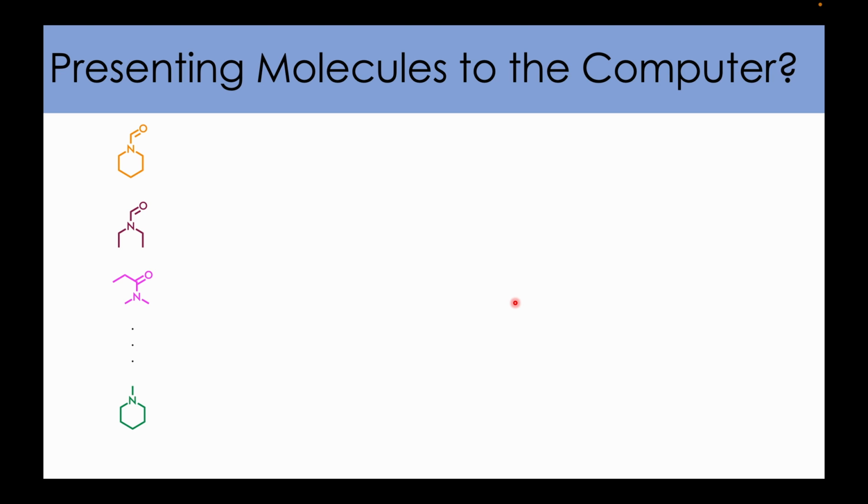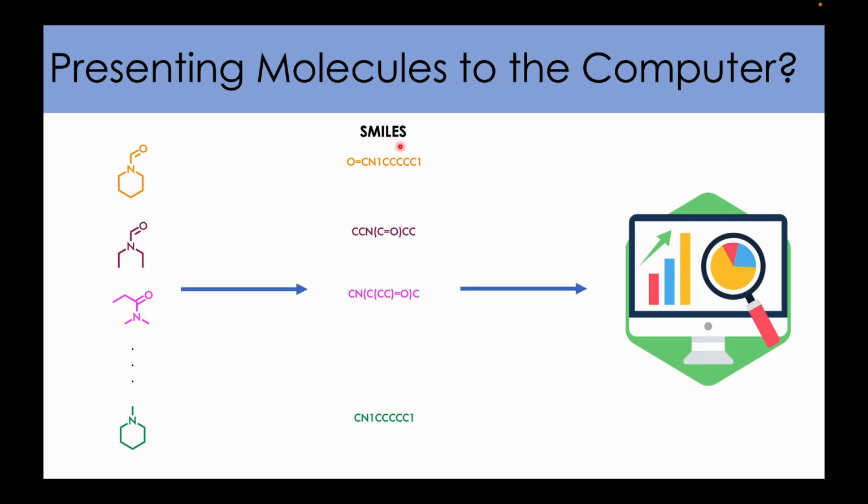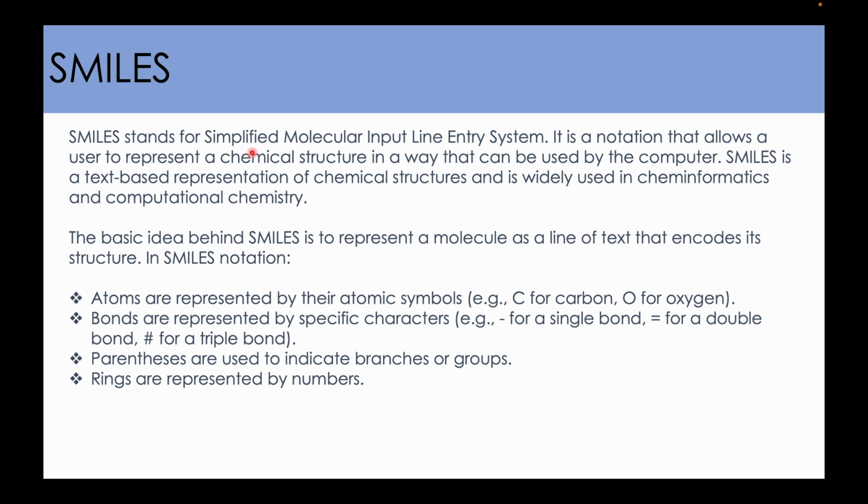Now the very first question is that if we have a bunch of molecules, how are we going to be presenting these to the computers? So there are various ways you can do it. One of the simplest ways is SMILES representation. And what is SMILES representation of molecules? SMILES stands for Simplified Molecular Input Line Entry System. It is a notation that allows a user to represent a chemical structure in a way that can be used by the computers. So SMILES is basically a text-based representation of chemical structures and is widely used in chemoinformatics and computational chemistry.